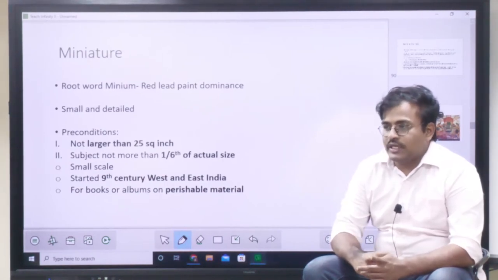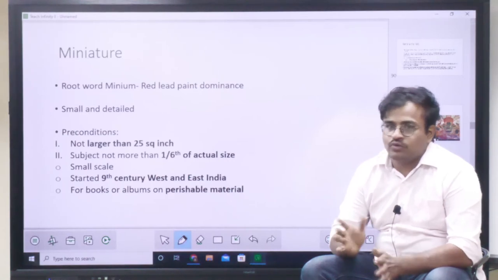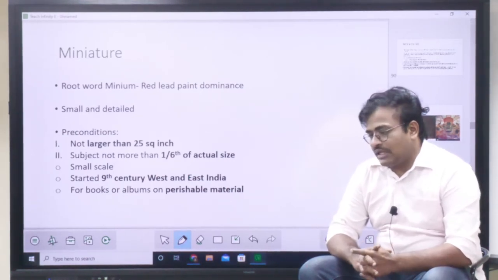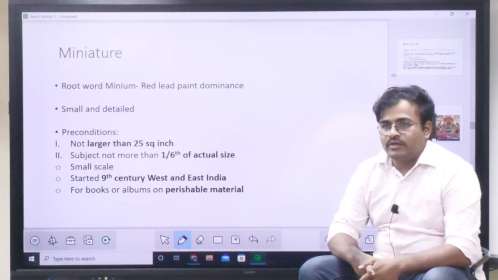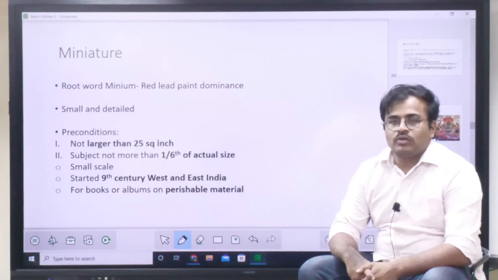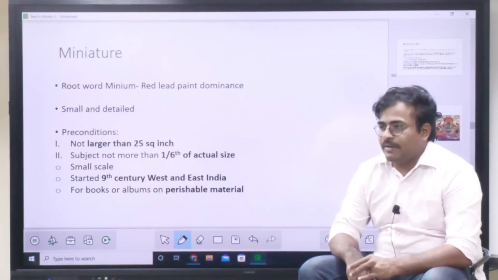So the main question is Ajanta murals. For the rest of the things, you should know the most prominent painting, and which painting tradition belongs to which ruling dynasty. Jain paintings like Sittanavasal are also important. Some themes are important here. Is this clear? Okay. Now we'll move to the next painting tradition, which is known as the miniature painting tradition.